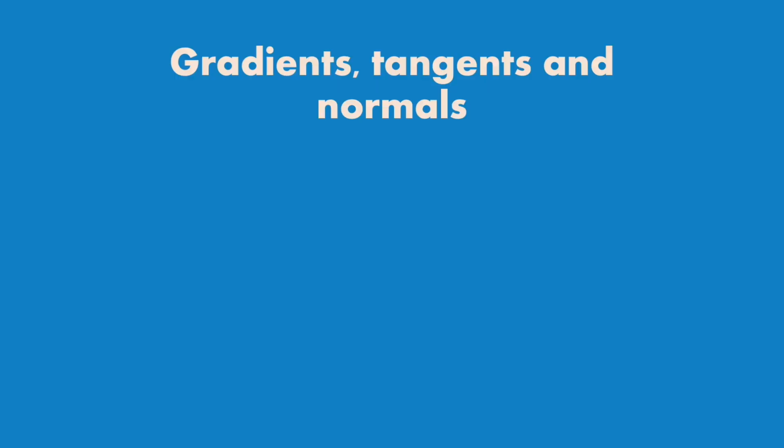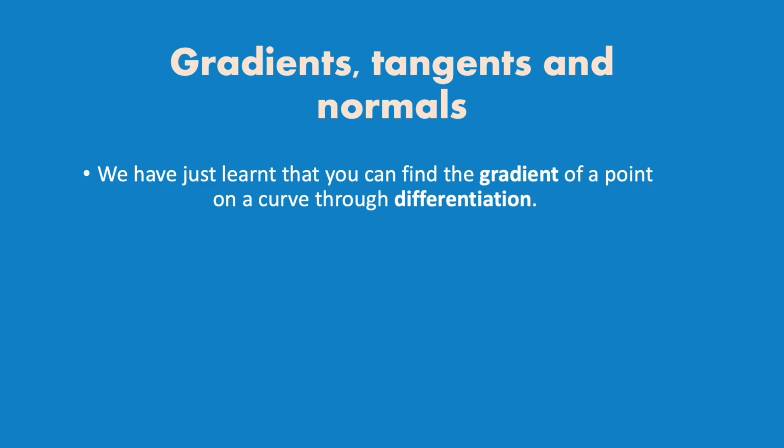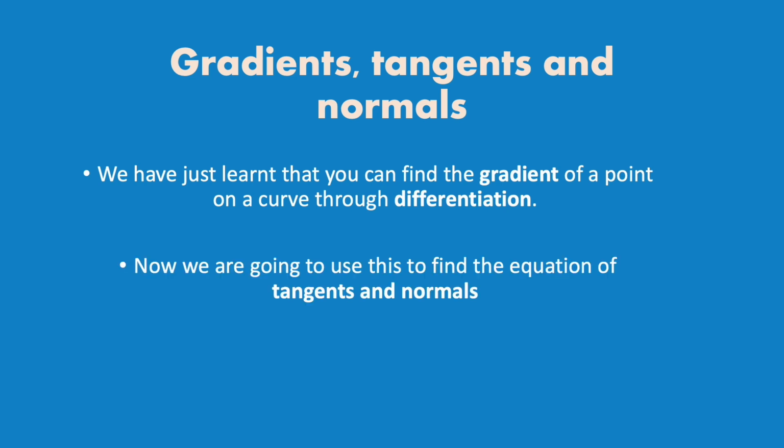All right, so here with gradients and normals, we know how to find the gradient of a point on a curve now, don't we? That is through differentiation. And now we're going to use that fact to be able to find the equation of tangents and normals, okay?